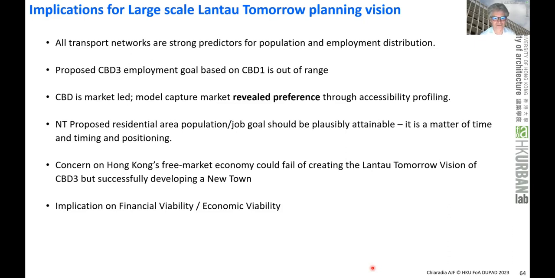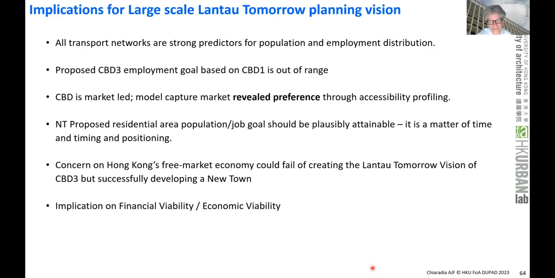We also have something which is really a revealed preference of a market-led model: the labor market usually follows accessibility. That's quite well known in London and in Paris and many other cities. And we have a way of profiling that accessibility through the different networks. So the new town is probably the most plausible goal, and it is a matter of time and positioning.